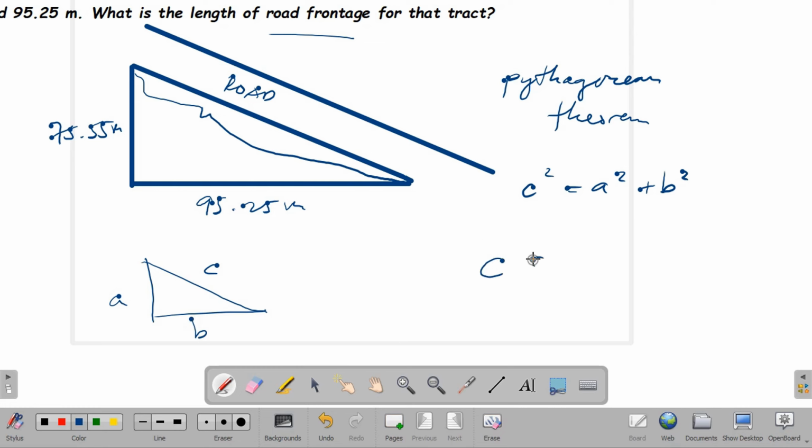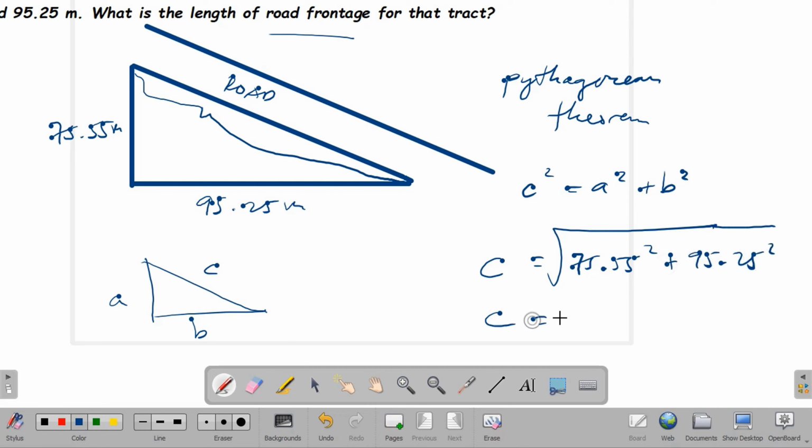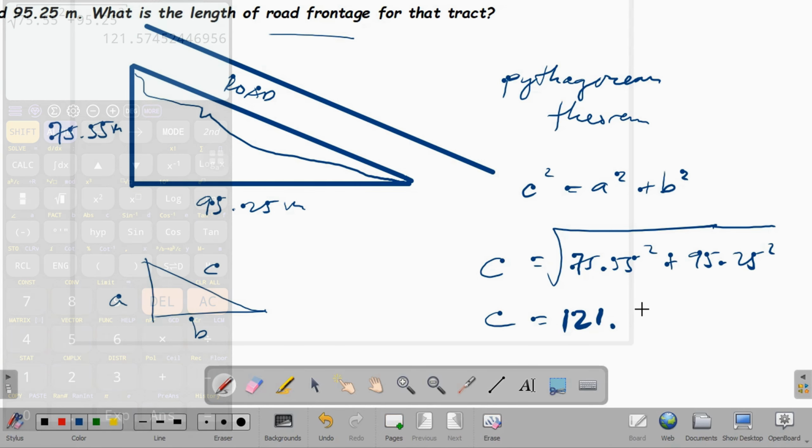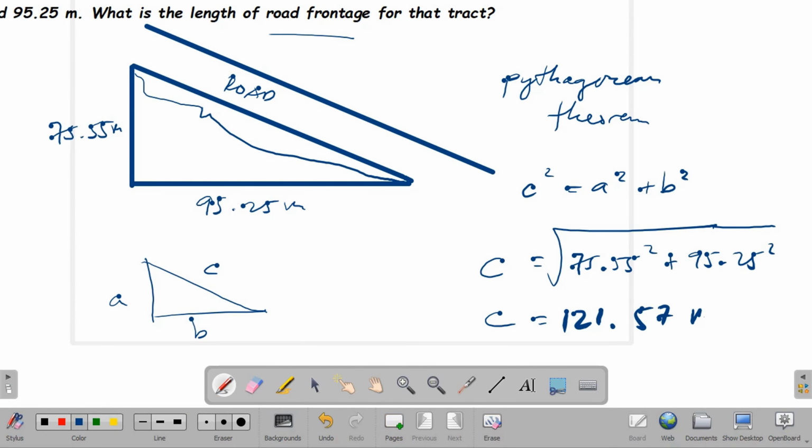So, c is just equivalent to the square root of 75.55 squared plus 95.25 squared. Madali lang, no? So, c is just equivalent to the square root of 75.55 squared plus 95.25 squared, which is equivalent to 121.6 meters. So, yun lang, no?